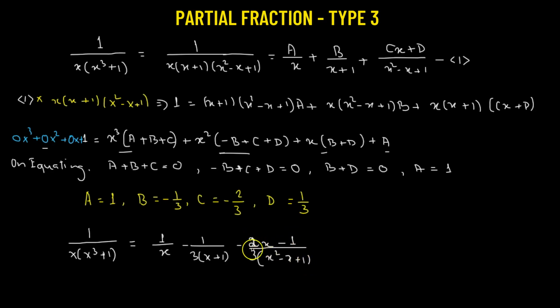So this is how we have successfully resolved the given rational fraction 1 over x times x cubed plus 1 into three partial fractions. The first one is 1 over x. The second partial fraction is 1 over 3 times x plus 1, with a negative sign. Then the third one is negative 2x minus 1 over 3 times x squared minus x plus 1.